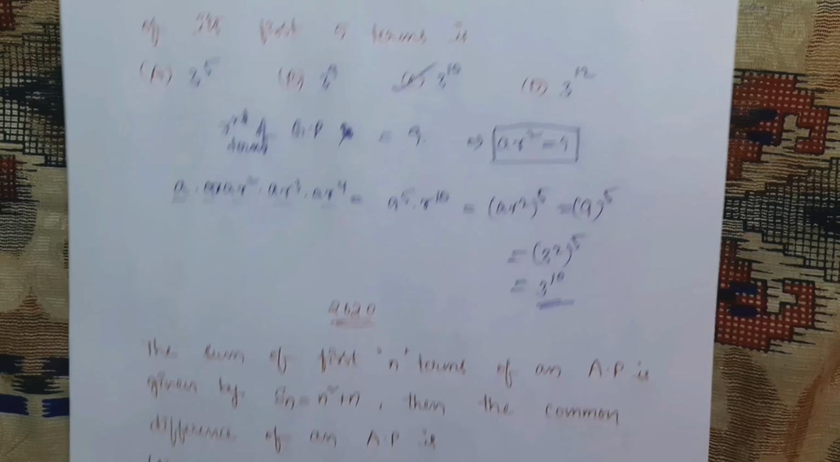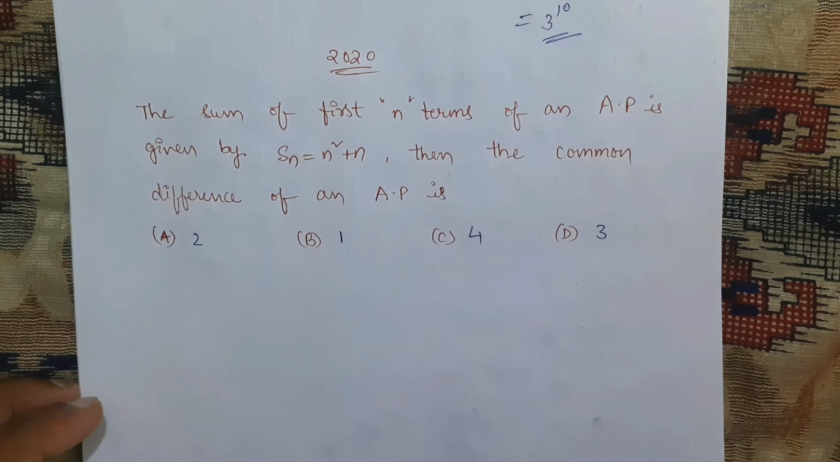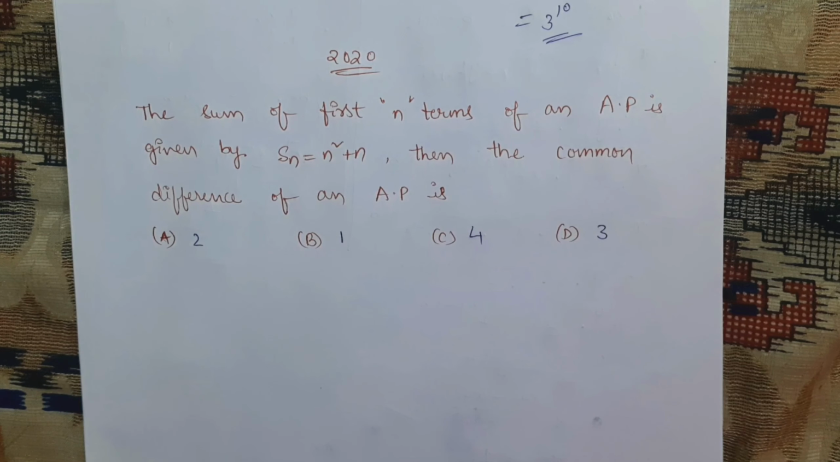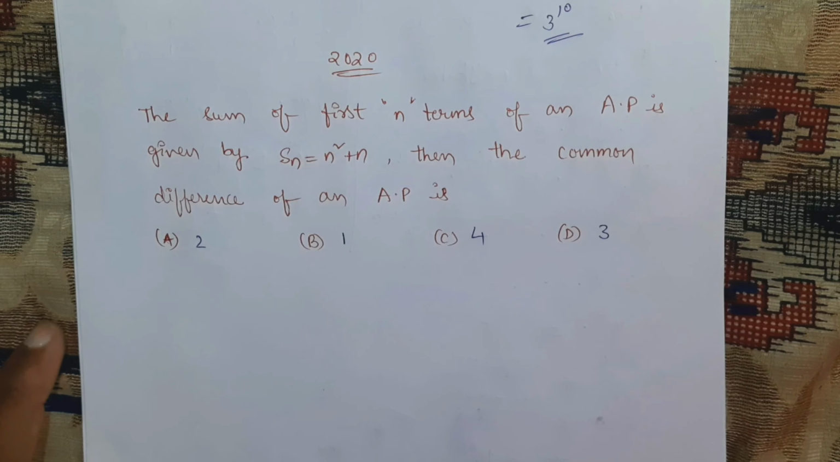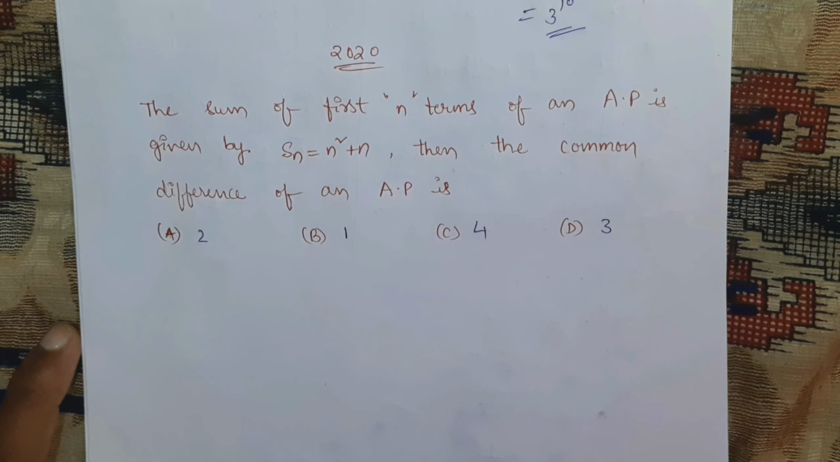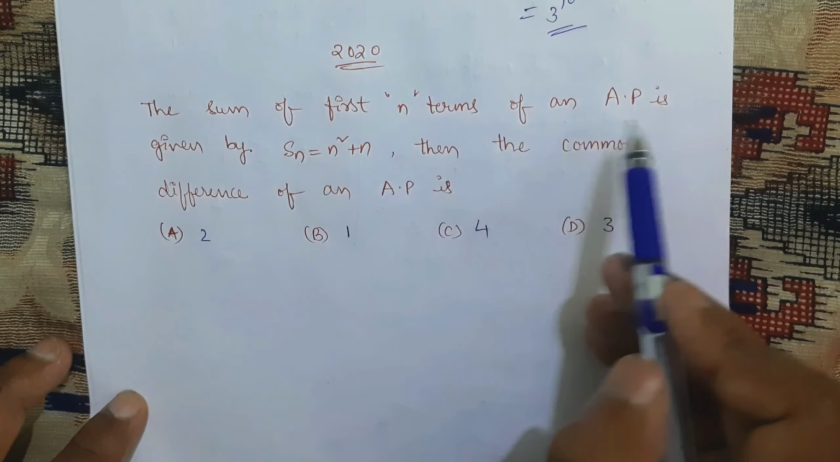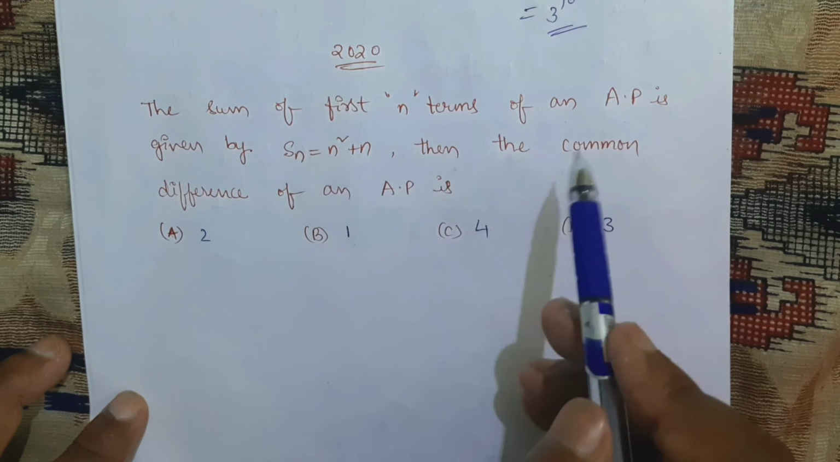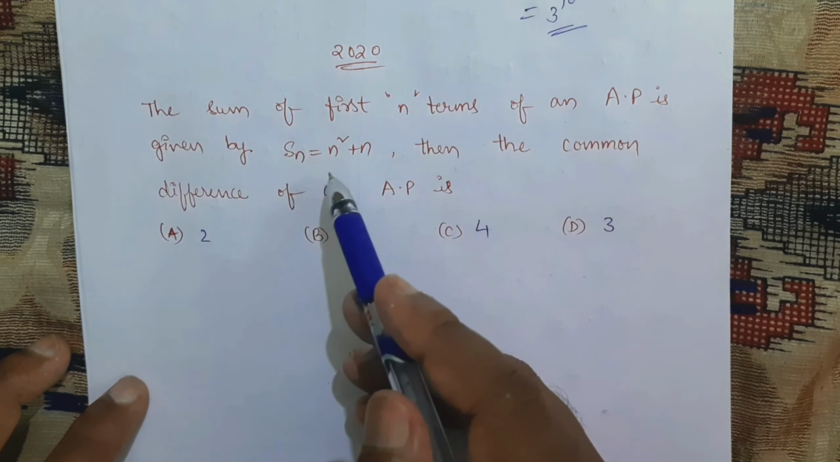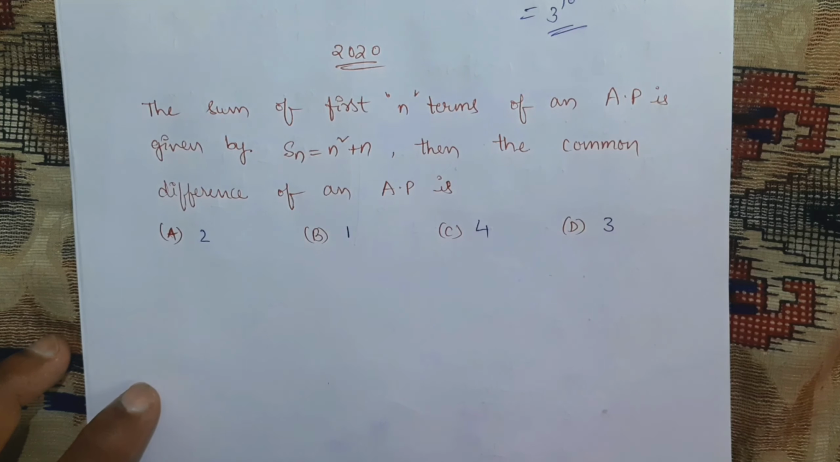Next question. When it comes to last year, that is 2020, the sum of first n terms of an AP is given by Sn is equal to n square plus n. Then the common difference of an AP is, first n terms of an AP given, that is Sn given. Then what is the common difference? They given Sn value, we need to find the common difference of AP.